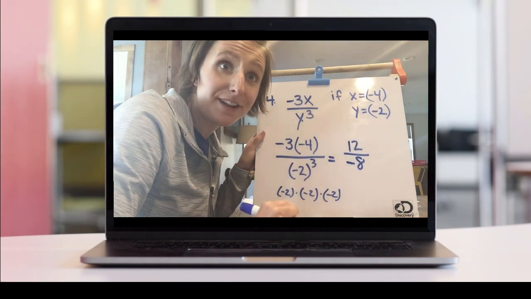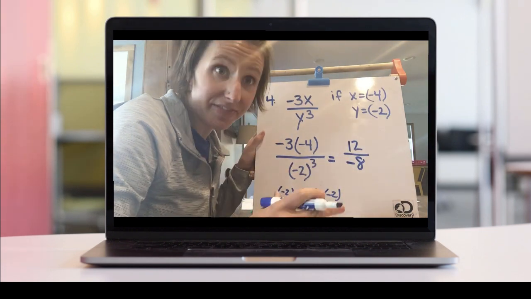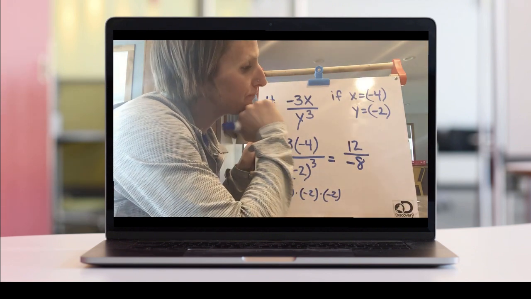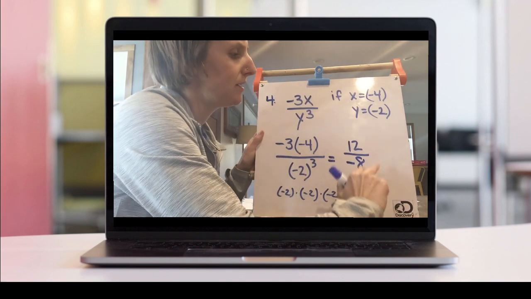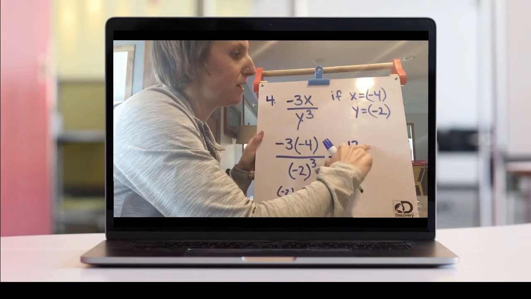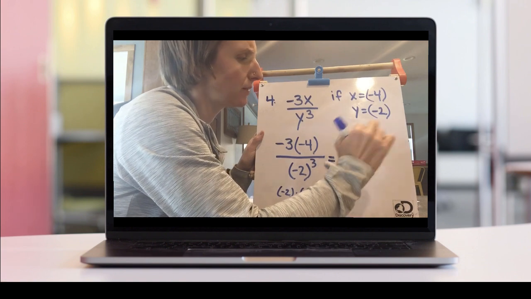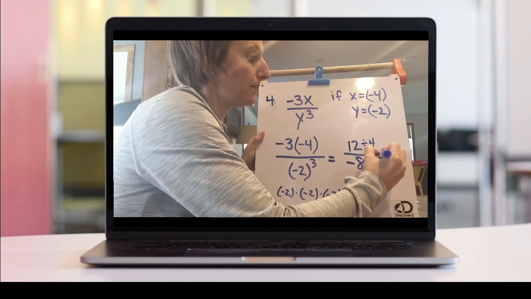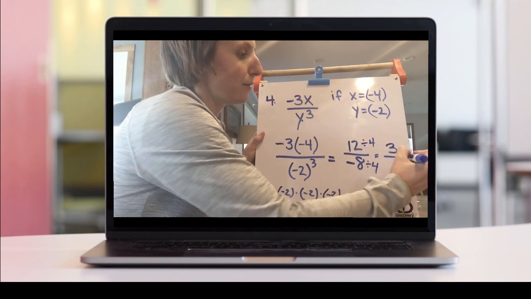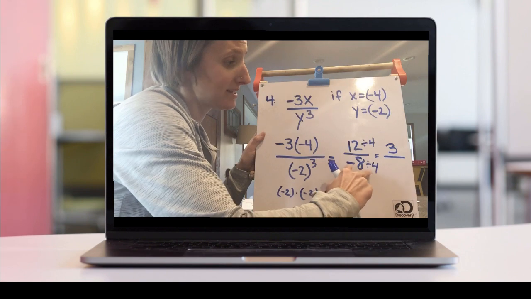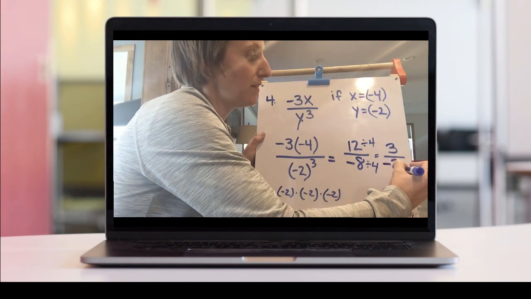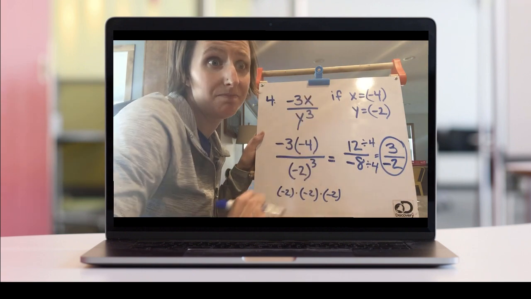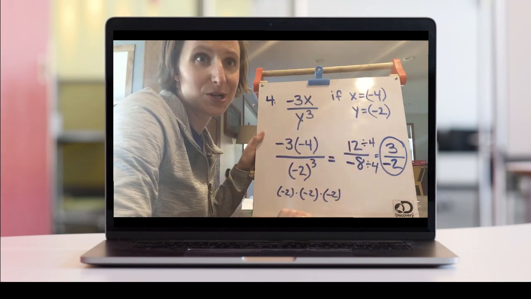8 and 12, do they share a factor outside of 1? You bet they do. So I've got to think of that. They're both even. I could divide them by 2. But I know 4 times 3 gives me 12, so I can divide these by 4. 12 divided by 4 is 3. Negative 8 divided by 4, my signs disagree, so my answer is going to be a negative 2. 3 and 2, the only factor that they share is 1. So here's my simplified version.